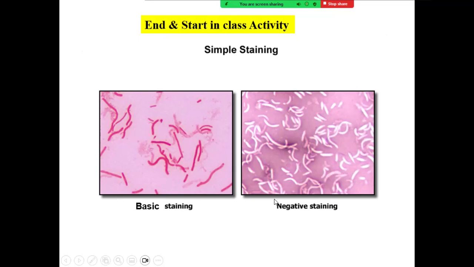You can also see the cells with an acidic dye that we call negative staining, and the acidic dye stains the background of the cell, but not the cell. But the contrast between the background and the cell is great enough that we can easily see the cell. Any question about simple staining and between basic dyes and acidic dyes?